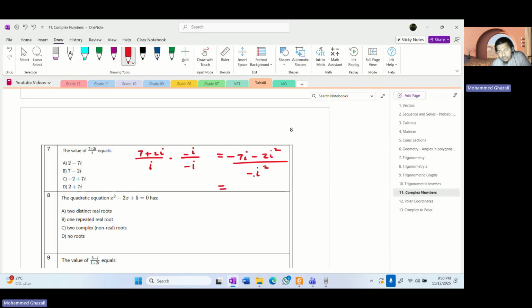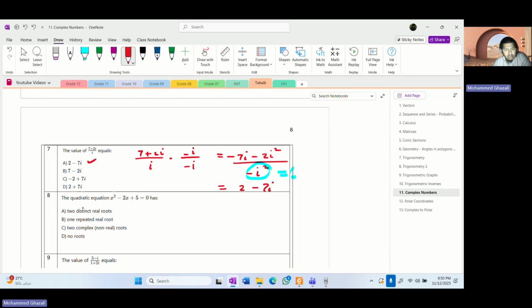Now, negative i squared is negative times negative 1. So the denominator falls away, right? Because this value is already equal to 1, so we don't need the denominator. So the answer is, remember, minus 2i squared is positive 2. So you got 2 minus 7i.